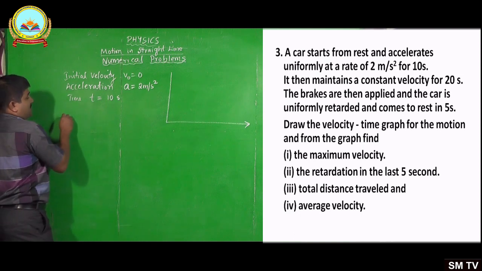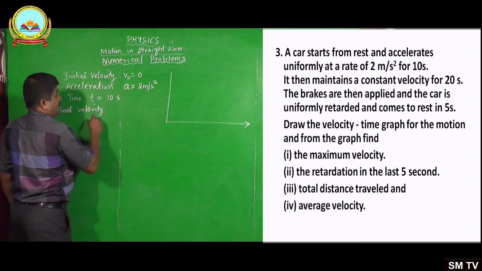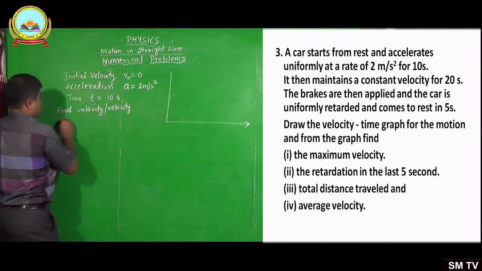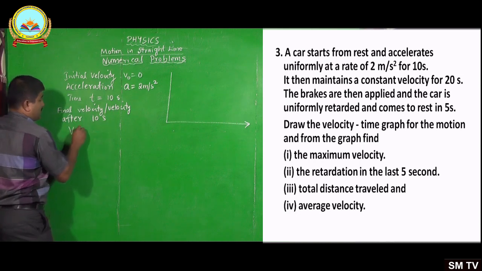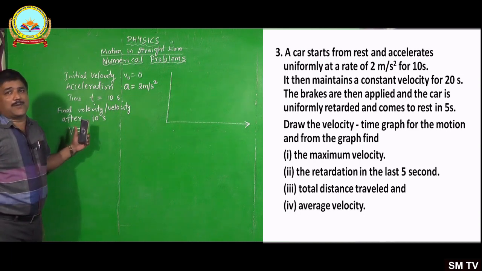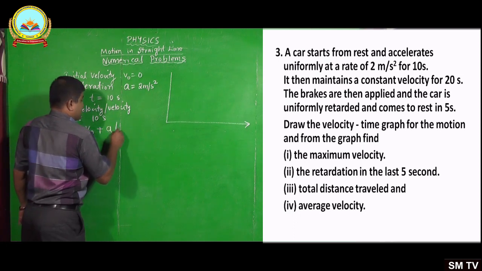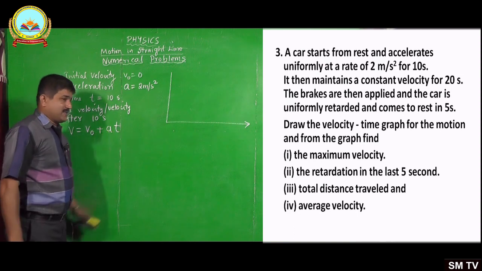So final velocity v, or velocity after 10 seconds. The formula for that, you have to write compulsorily: v equal to v naught plus at. Write the symbols separately. Don't join a and t because they are symbols, not words.